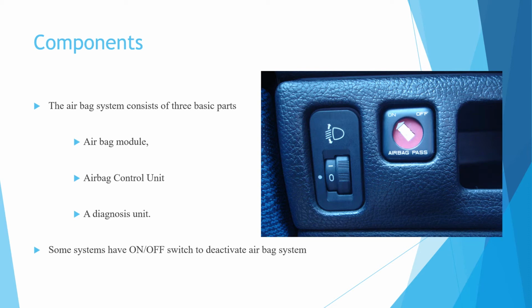So this picture shows the switch for the airbag system on and off. If we turn on this airbag system, that means if the collision is hectic, the airbag opens, and when it is in off mode, after the collision the airbag does not open. So this is the on or off switch used in the vehicle.